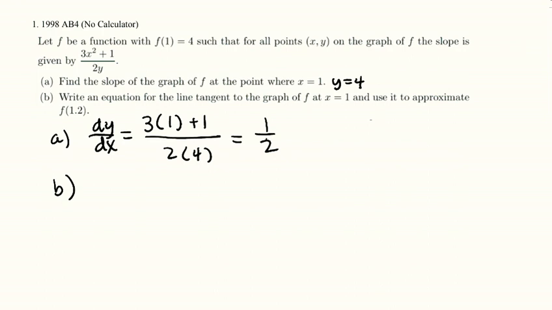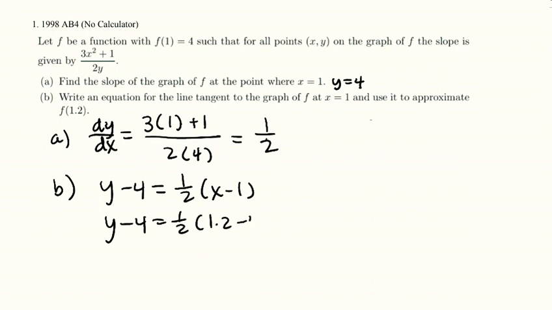Okay, next we're going to write an equation of the line tangent to the graph of f at x equals 1. So that will be y minus 4 is equal to half of x minus 1. And we'll use it to approximate f of 1.2. So we're going to plug in 1.2 for x. So that'll be y equals 4 plus half of 0.2, which is 4.1.